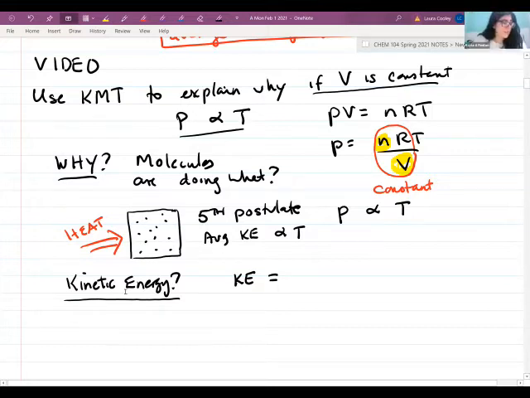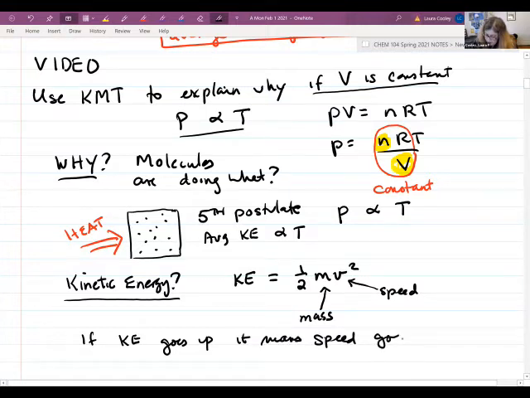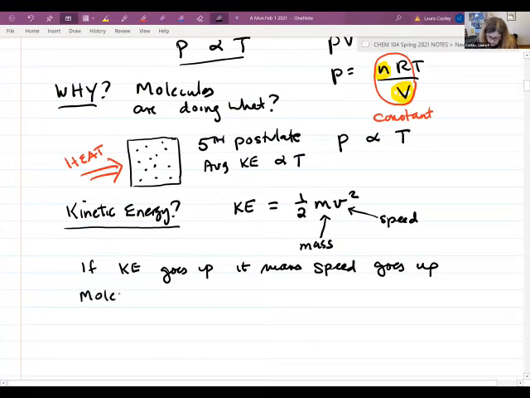1/2 mv squared. That's right, exactly right. Where m is the mass of a particle and v is the speed or the velocity. So kinetic energy depends on the speed. So if the kinetic energy goes up, it means the speed goes up. Okay, and so these molecules are moving faster.